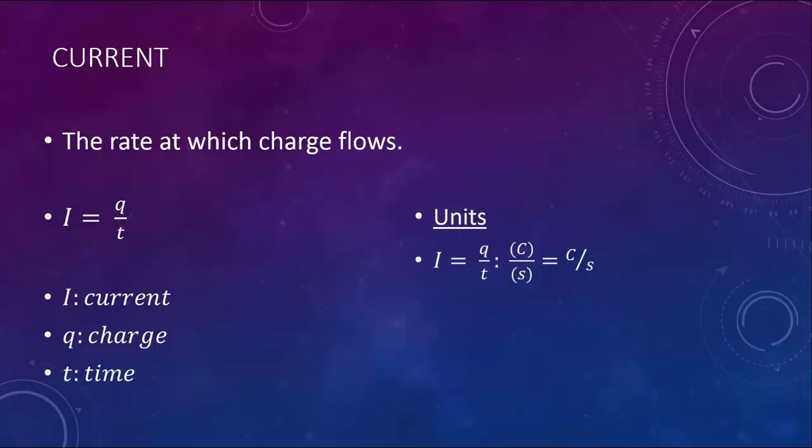Let's take a look at the units. If we plugged in a charge and a time, we would end up with coulombs per second, and that's perfectly appropriate. I think coulombs per second makes a lot of sense. However, we have a special name for this. A coulomb per second is also known as an ampere, abbreviated with a capital A. This is often called an amp.